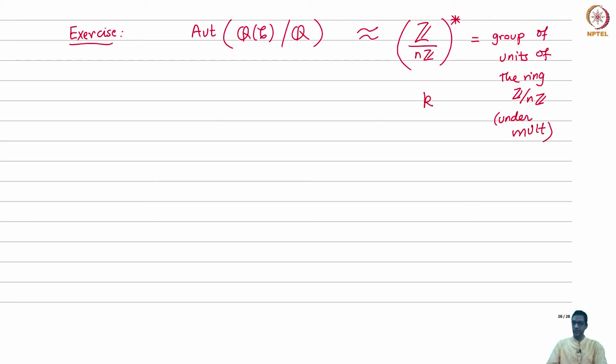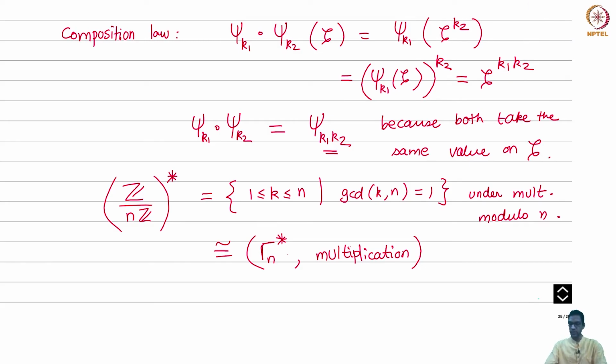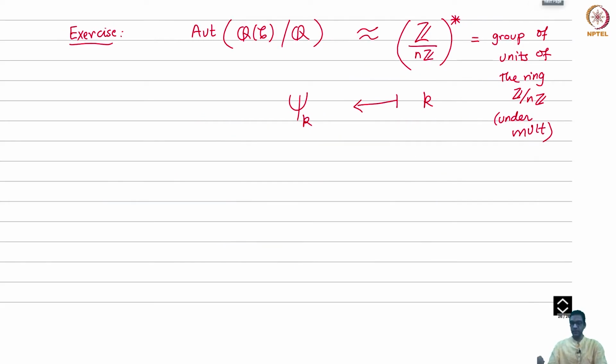Given any k here, we just map it to the corresponding psi sub k. Okay, and we have more or less shown, the calculation we just did on the composition rule just says that the multiplication on the Z mod nZ level translates into the composition of maps psi k. Okay, good. So we exactly understand the cyclotomic extension and its Galois group.